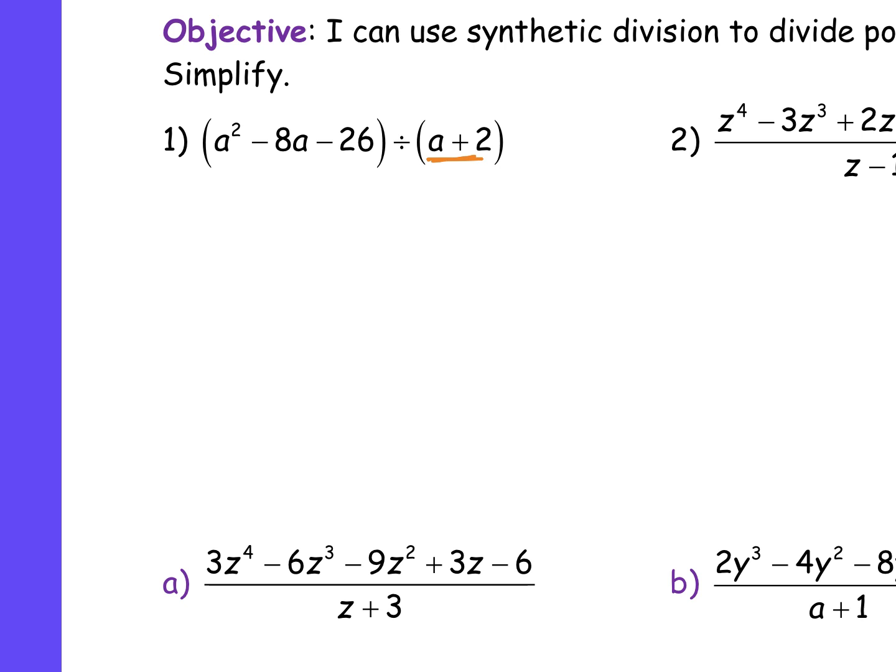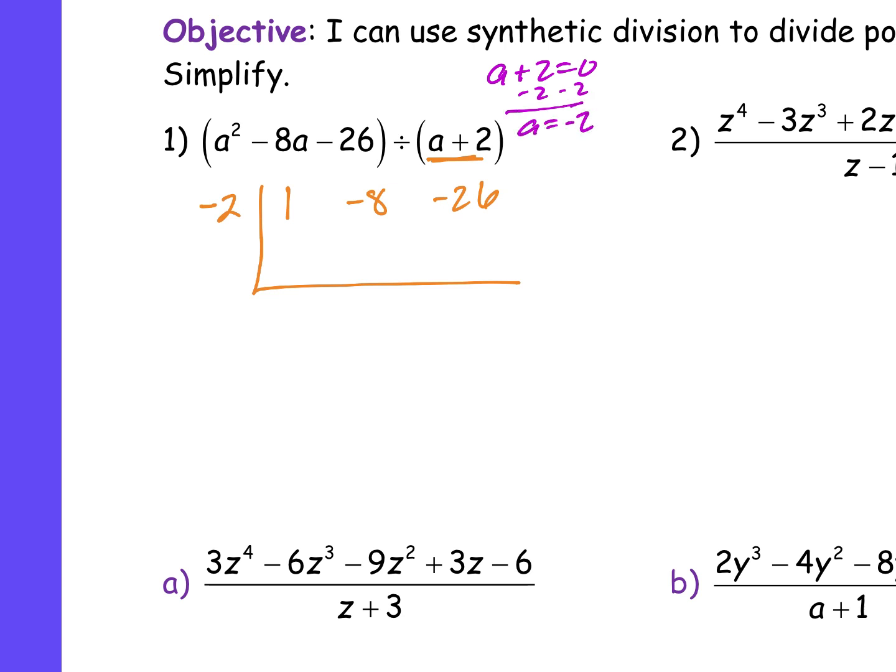Okay. So write the coefficients down. 1, negative 8, negative 26. Draw my little box. And in synthetic division, I'm going to use not 2, I'm going to use negative 2. Why negative 2? Because remember, I'm going to solve a plus 2 equals 0, subtract 2, so a equals negative 2. I want to solve for what a equals, not what a plus 2. I want to solve for a. So it's kind of like the opposite. Yeah, the opposite.